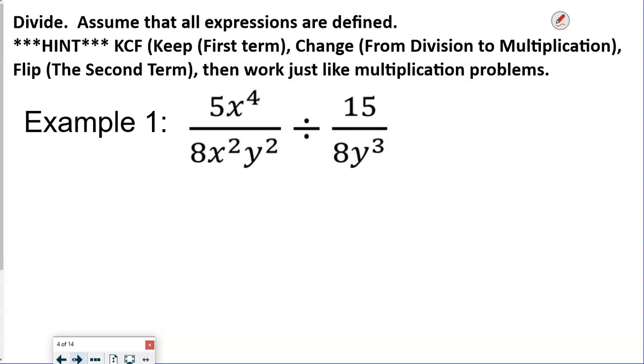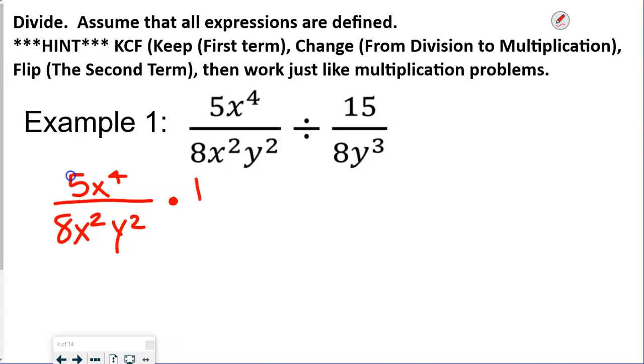Okay, so we're going to keep our first term, which is 5x to the fourth over 8x squared y squared. We're going to change from division to multiplication, so I'm going to put a dot there. And then we're going to flip the second term. So we're going to do 8y to the third over 15.